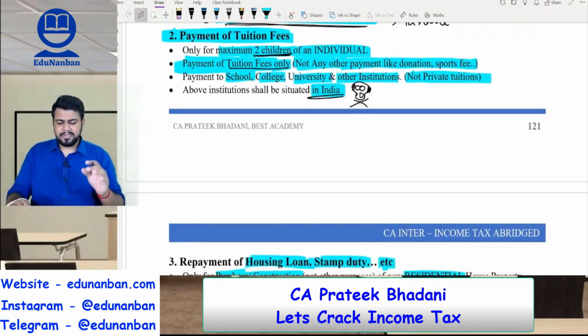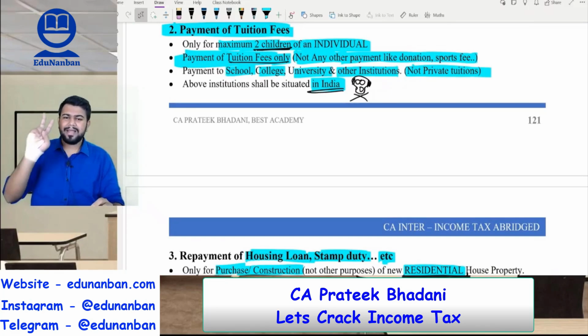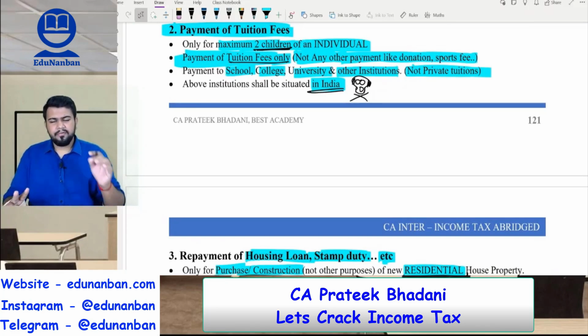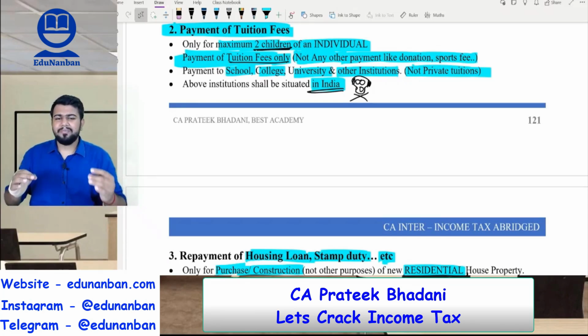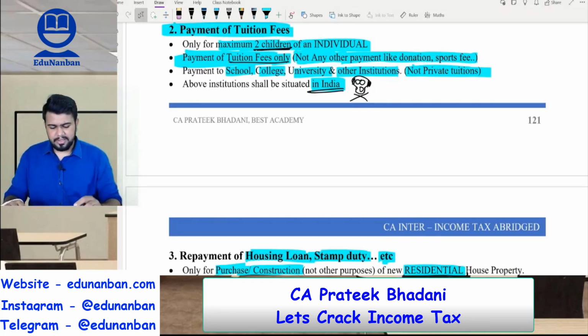Payment of tuition fees, okay, it is allowed only for maximum 2 children of an individual. Second, payment of tuition fees only is allowed, any other fees is not allowed. So for example, if any payment is made to a school or college, there will be many parts in the payment like lab fees, donation, library fees, etc. In that only the tuition fee component will be allowed as deduction, the others will not be allowed as deduction.